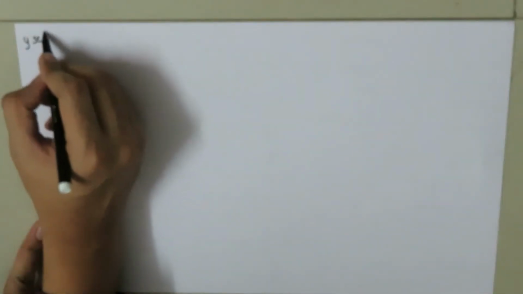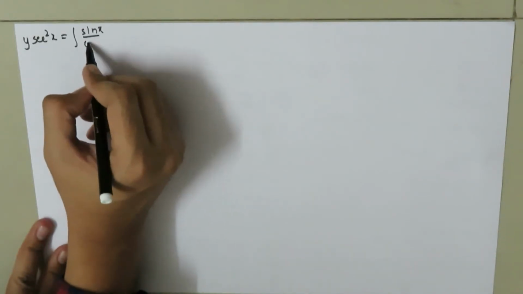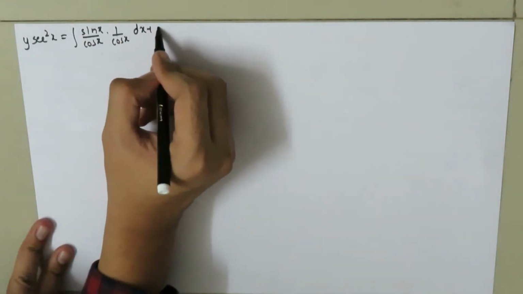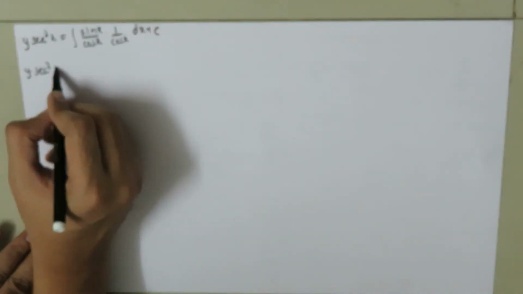So now we came up with the equation, which is y times sec square x equal to the integration of sin x upon cos x times 1 upon cos x dx plus c. And now y times sec square x will be equal to the integration of tan x times sec x dx plus c.